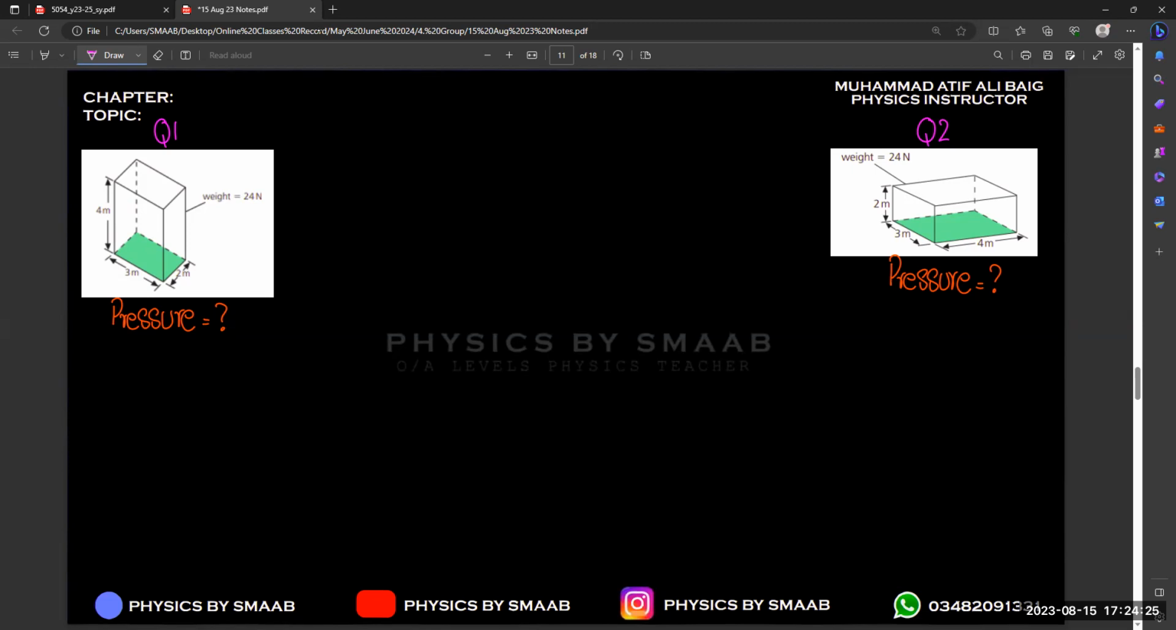I will also show you questions from your papers. But let's suppose we want to find out question number one. We make the area from these two quantities. So your area will be equal to 6 meters square, right? 3 into 2. So two dimensions make the area of the block. And the second thing is the force. So this will be the force. Okay, so just find out the value of the pressure.